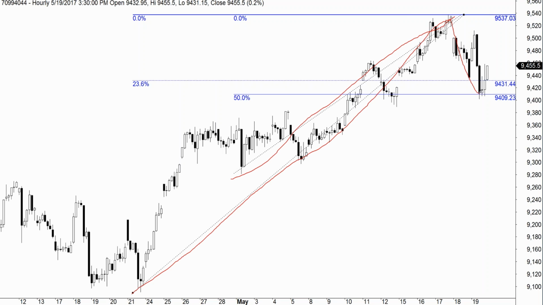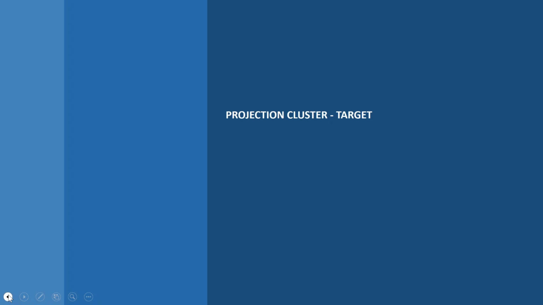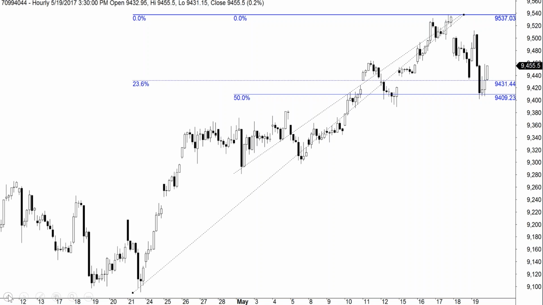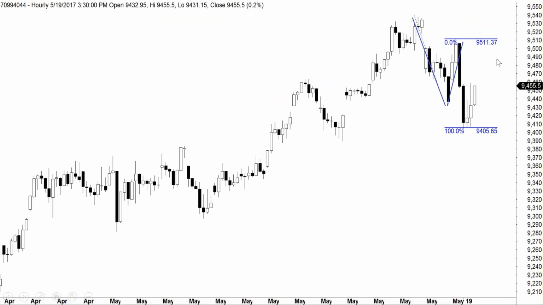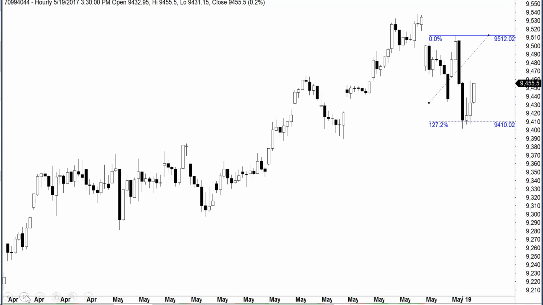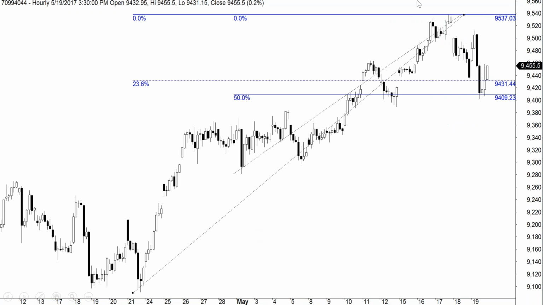So we see again 50% and 23.6% of two time cycles coming here and clustering to give support to the markets. So we have retracements. What we did is projection first, we got one level; we did extension, we got another level; and then we did retracement, and we got some multiple levels.